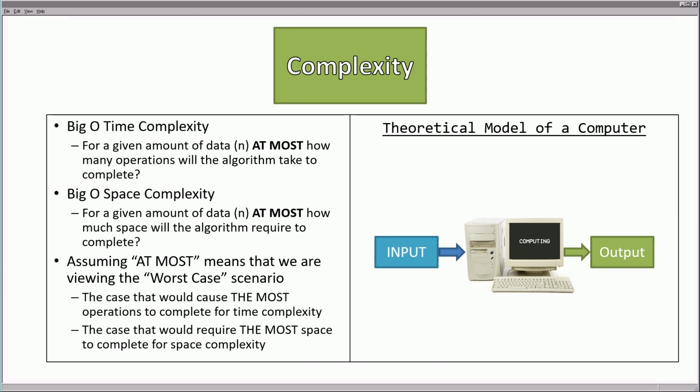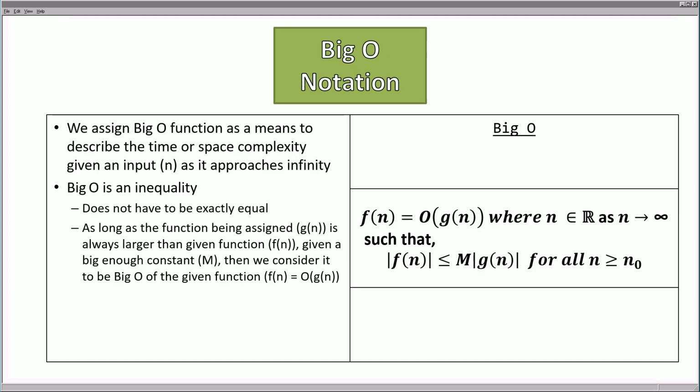Looking at the definition of this function once again, we assign a big O as a means to describe the time or space complexity given some input n as that n approaches infinity. But more to the point, always recognize that big O is an inequality. This means that the function g of n does not have to be exactly equal. It has to bound it. Everything that the f of n describes has to be below the curve of that g of n.